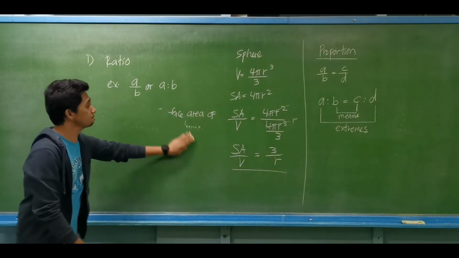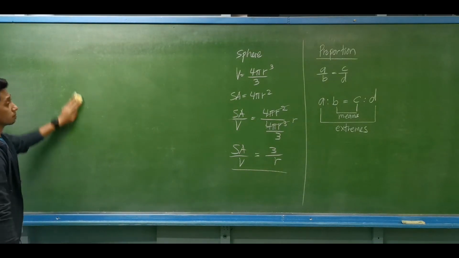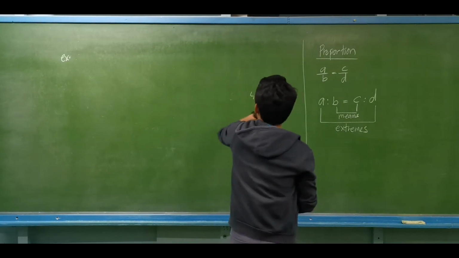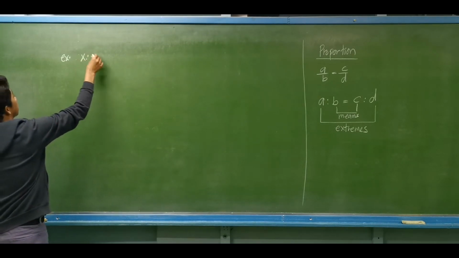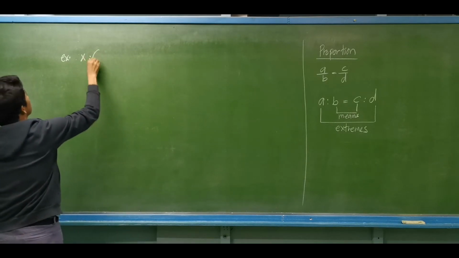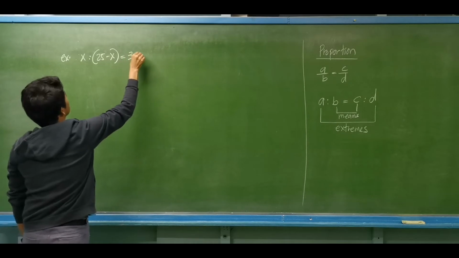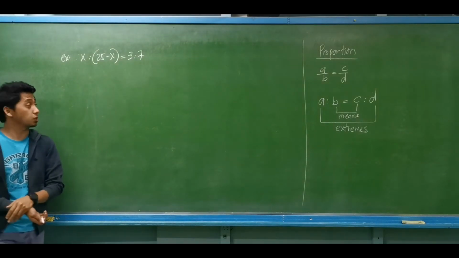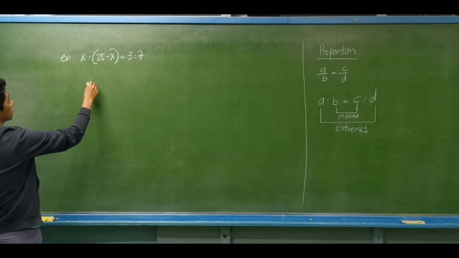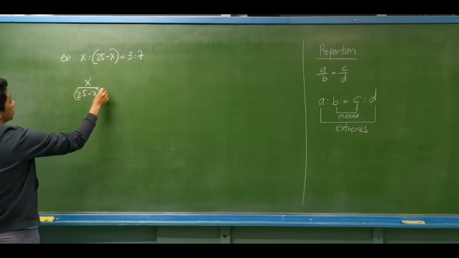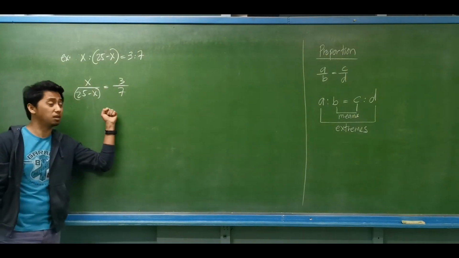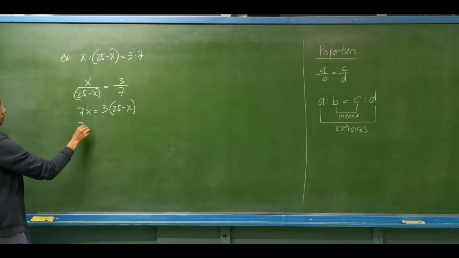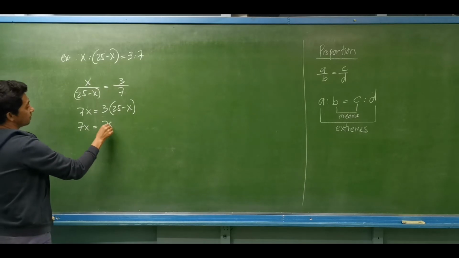Okay, so let's have an example. For example, we have the proportion x to the quantity 25 minus x is equal to 3 is to 7. So we can have it in terms of a fraction. This is the same as x over 25 minus x is equal to 3 over 7. Then we may perform cross multiplication. So this is 7x equal to 3 multiplied by the quantity 25 minus x. So we have 7x is equal to 3 times 25, this is equal to 75 minus 3x.